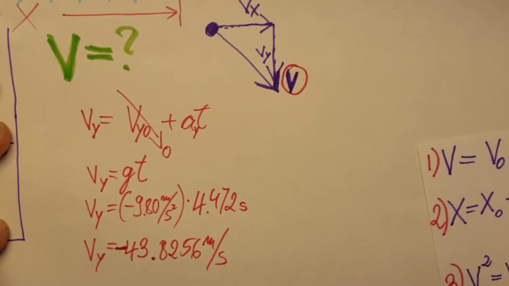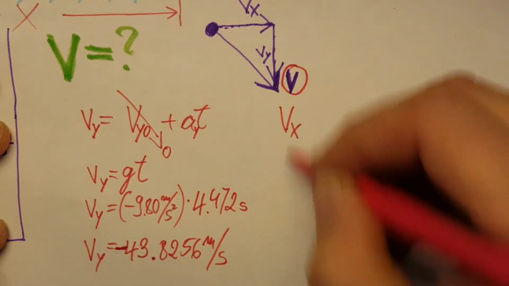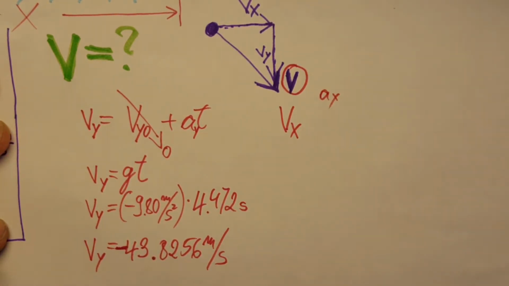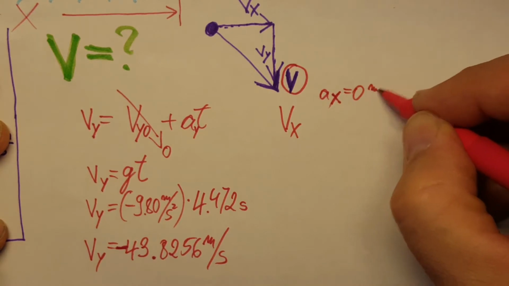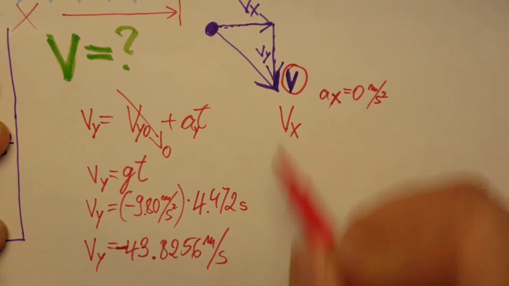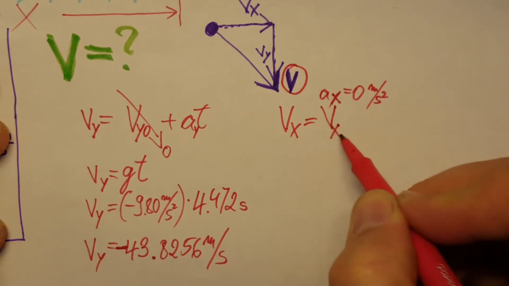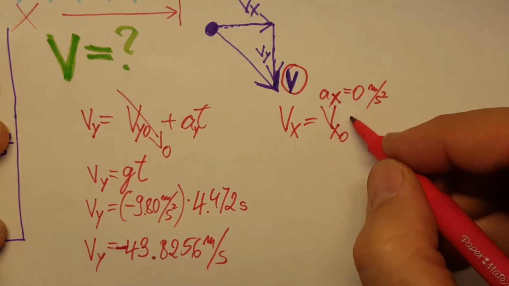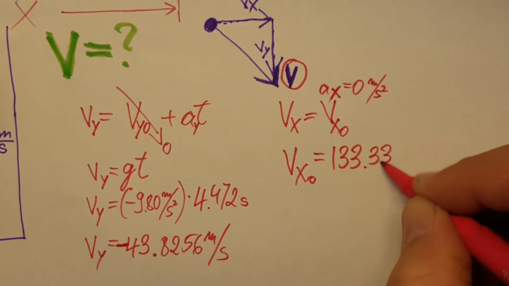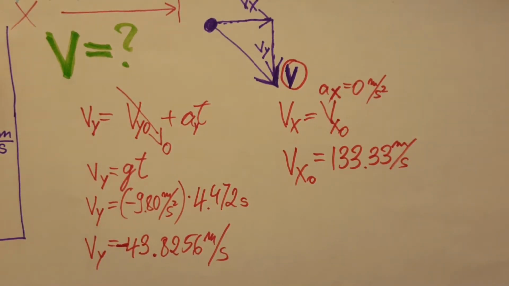Now let's take a look at our x component. We need vx. Now, as we said earlier, acceleration in the x direction is 0. There's nothing accelerating it or slowing it down in the x direction. We are ignoring air resistance, so there you go. Acceleration 0. So our final velocity will be the same as our initial velocity. Our initial velocity was 133.33 meters per second. That does not change.